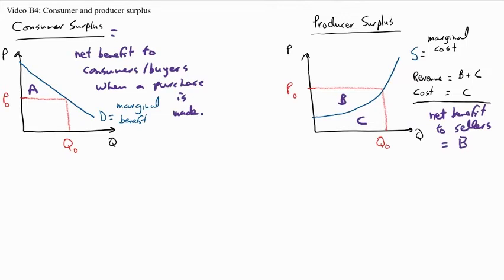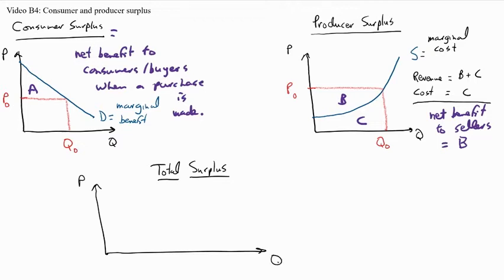Let's put it all together now, and in doing that, we're going to see what we mean by total surplus, the gains to everybody participating in the market here. So if I put it together, we're going to again use our usual framework, price and quantity, and now I'm going to introduce both a supply curve and a demand curve. So let's have demand here.